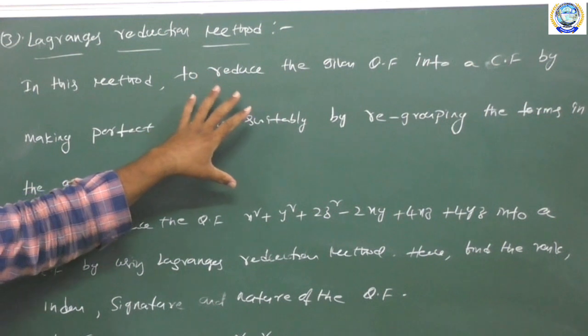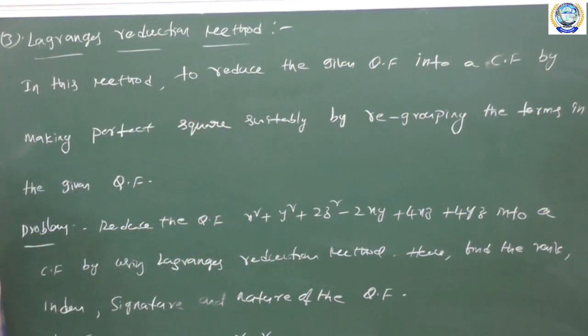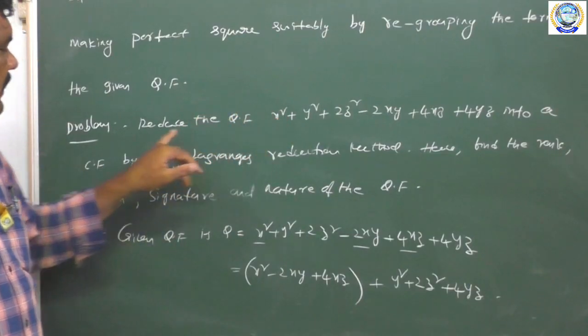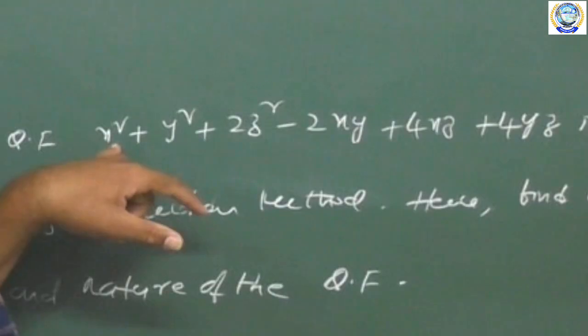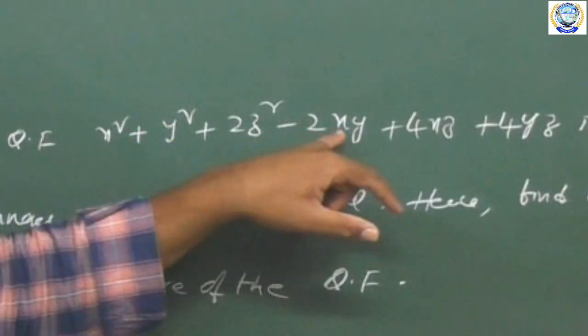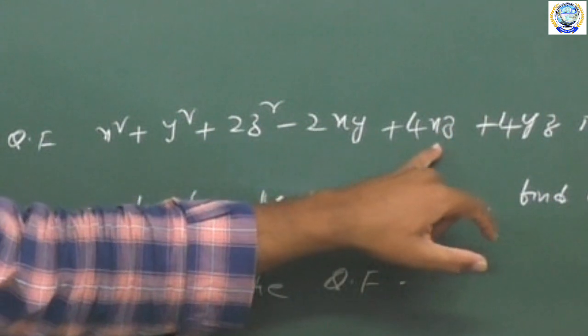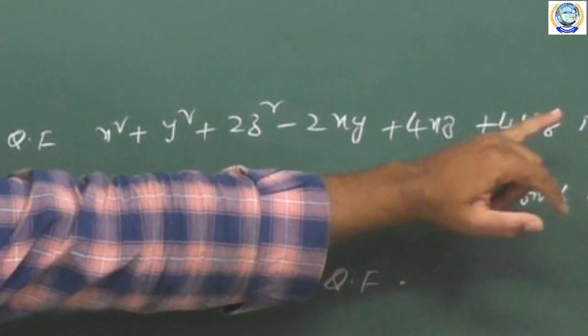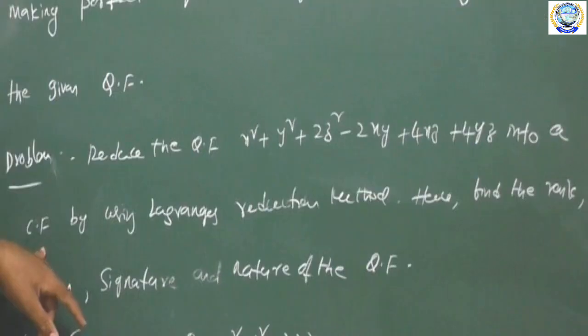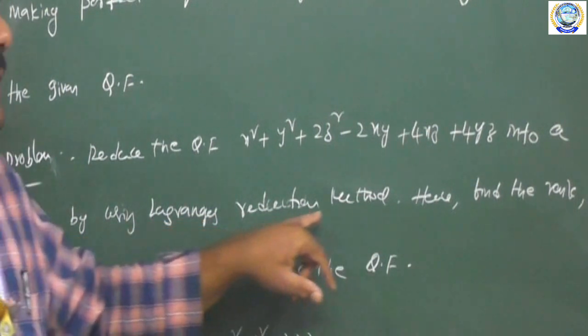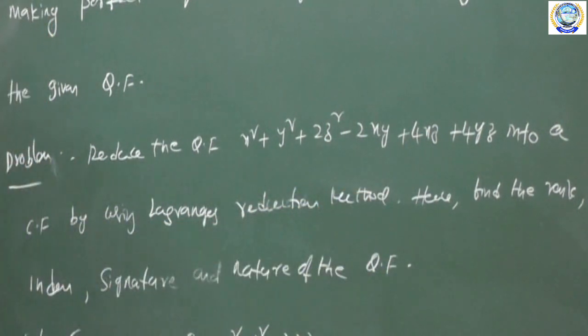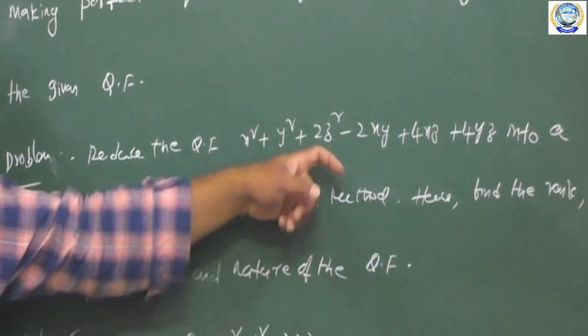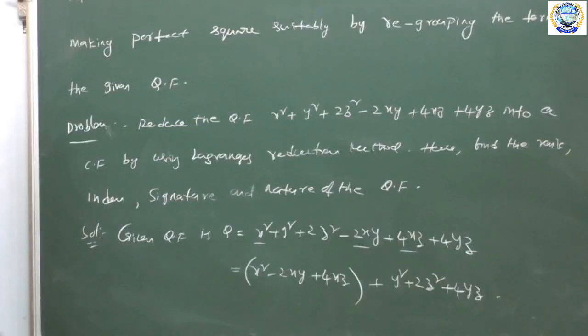We will see this in the following problem. The problem is: reduce the quadratic form x square plus y square plus 2z square minus 2xy plus 4xz plus 4yz into a canonical form by using Lagrange's reduction method, and also find the rank, index, signature, and nature of this quadratic form. The solution of this by using Lagrange's reduction is as follows.